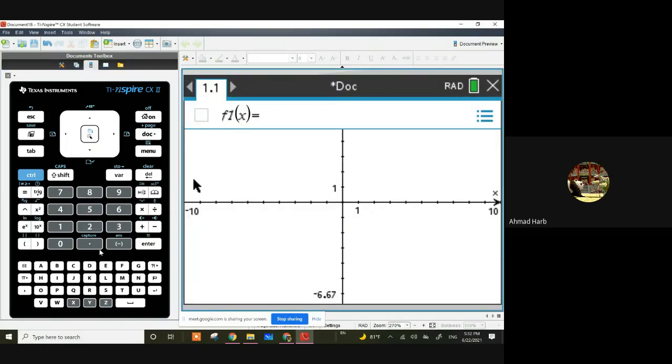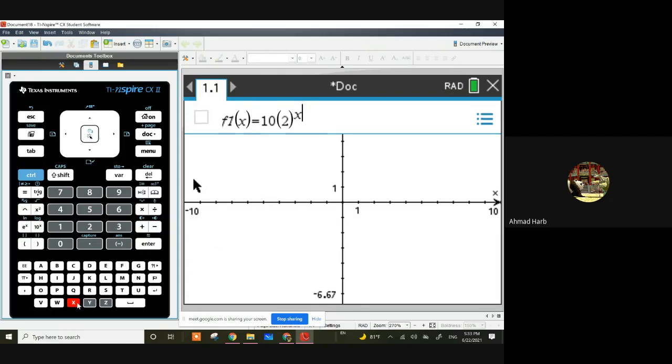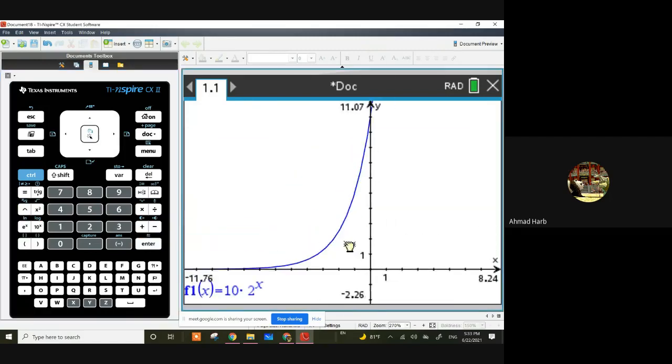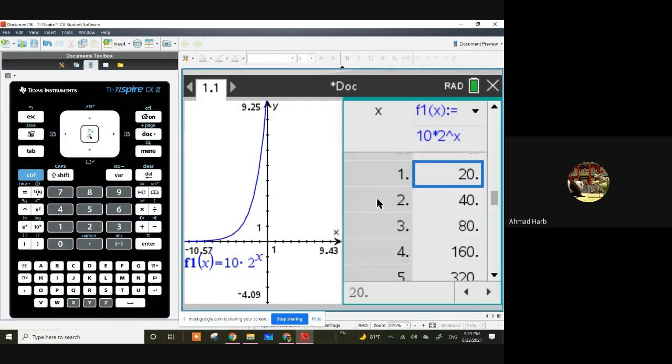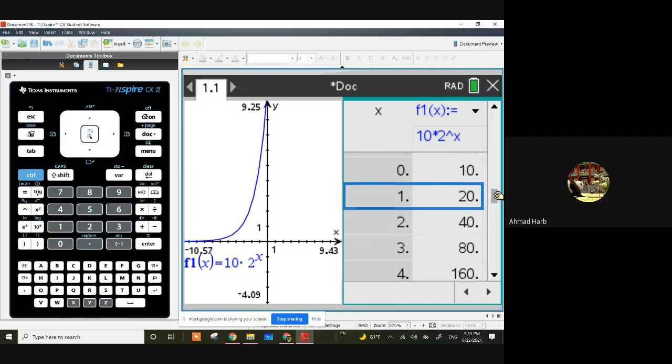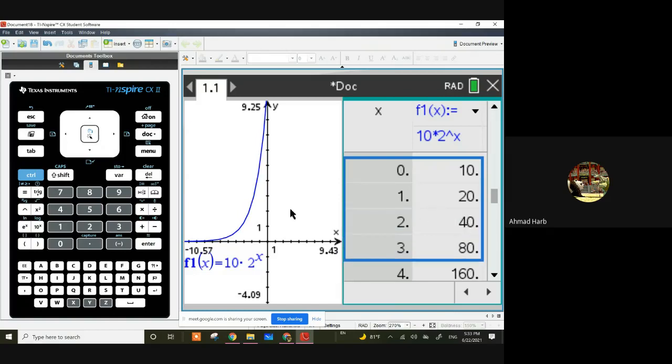And Control N, add graph. It's the last one, 10 parentheses 2 to the power of x. Because the number in the middle is bigger than 1, it has to be growth. And it is growth, right? But let's check the point. Control T. Does 1 go with 20? Yes. Does 2 go with 40? Yes. Does the 0 go with 10? Yes. So you check a couple of points and you match them.